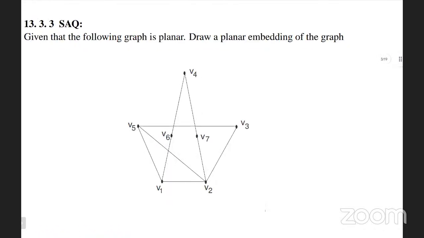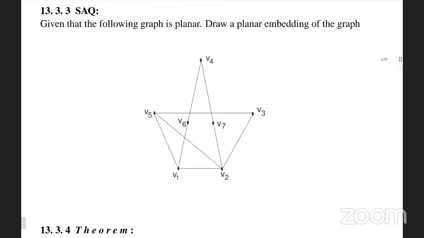Here, is this graph planar? If I want to draw a planar embedding of the given graph, it is clearly not planar because of the intersections: V2 to V5 crosses V1 to V4, and the edge V5 to V3 is also intersecting. These kinds of intersections are a problem, so they should not be in the embedded graph, and those edges will be removed.